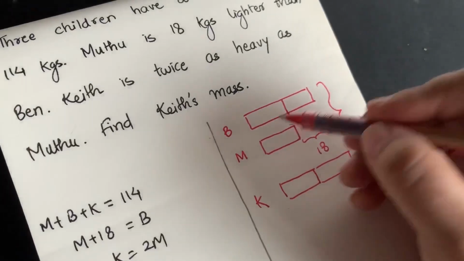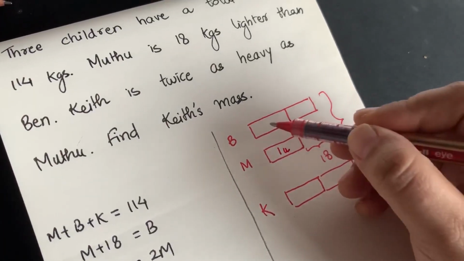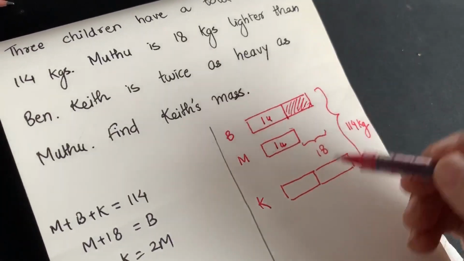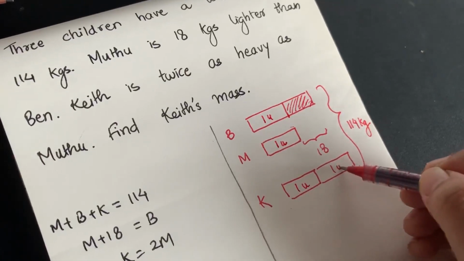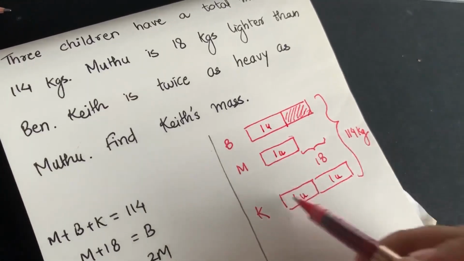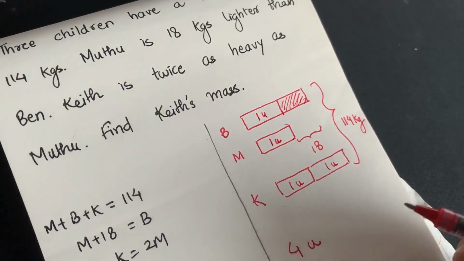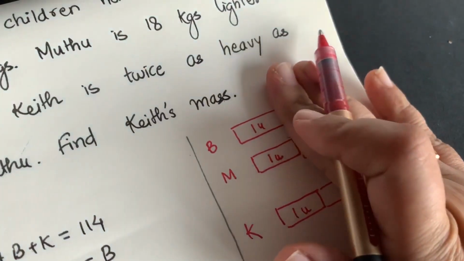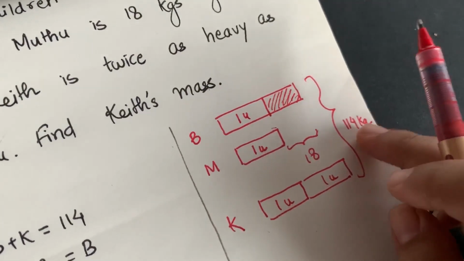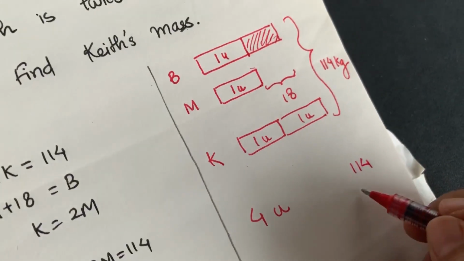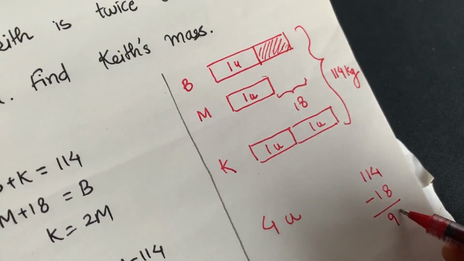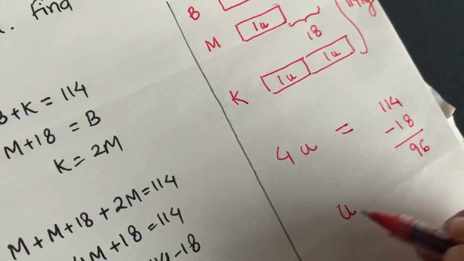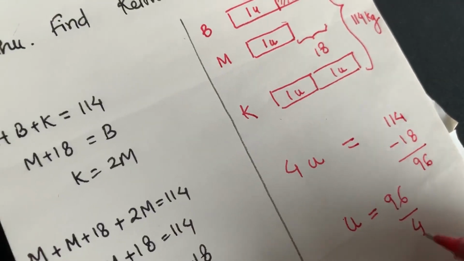Now we can say Muthu's weight is 1 unit, Ben's weight is 1 unit plus 18. This part is 18. This is also 1 unit, this is also 1 unit. So 4 such units are there, plus this 18 kg extra. If we remove this 18 kgs, we will have 4 units. So let's remove 18 kgs from here. That is 114 minus 18, which is nothing but 96. So 4 units is equal to 96.